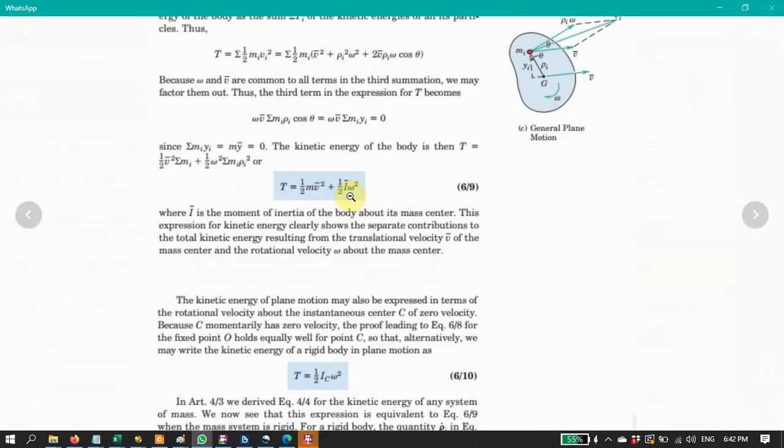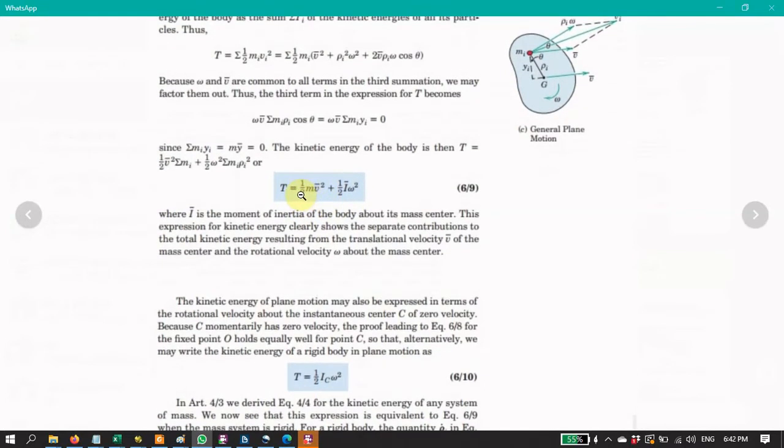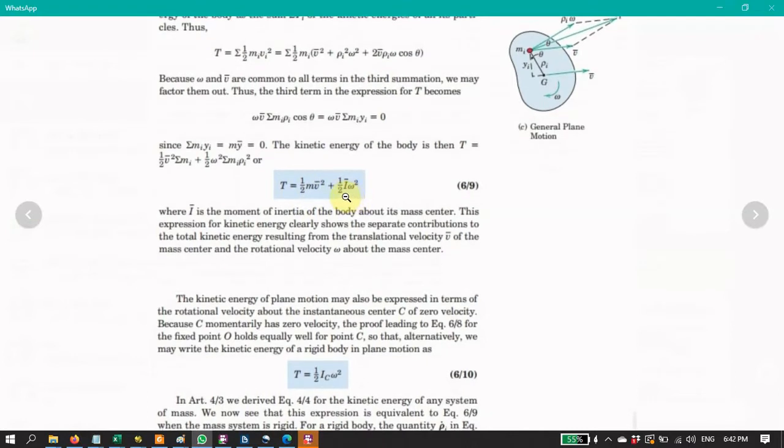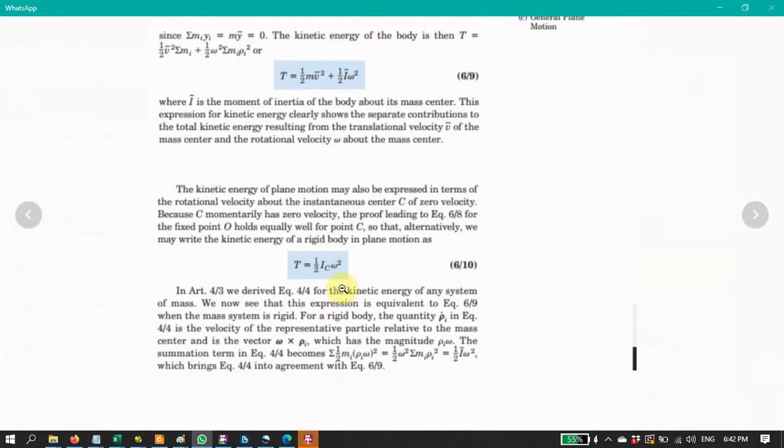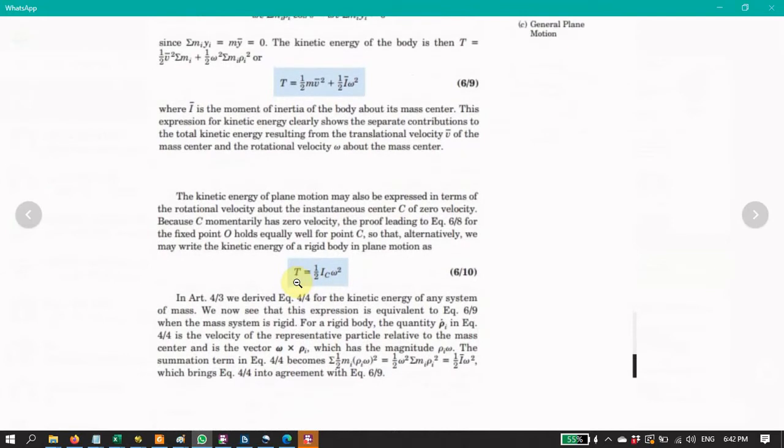So the interpretation is also given. It tells you that the kinetic energy actually has components. The total kinetic energy consists of the kinetic energy due to the translation, and the other component is the kinetic energy due to the rotational motion of the body. And then there are various ways that you can use. They give you the same meaning, right?